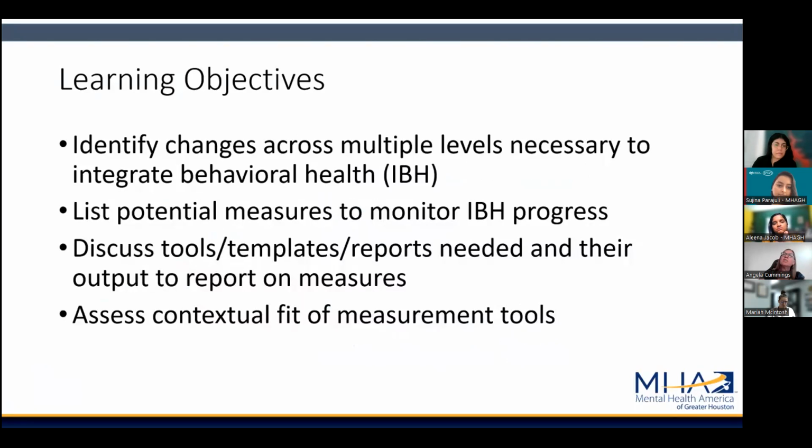So for today's presentation, we are going to identify changes across multiple levels in your clinic that would be necessary to integrate behavioral health. Hopefully by the end, you'll be able to list some potential measures to monitor integrated behavioral health progress. We're going to discuss some tools, templates, reports, basically, what will you need to make sure you're gathering the right data for your measures? And then finally, assess the contextual fit of measurement tools. So again, keeping the end in mind, if you want to be able to report on X, what data do you need to report to be able to get there?